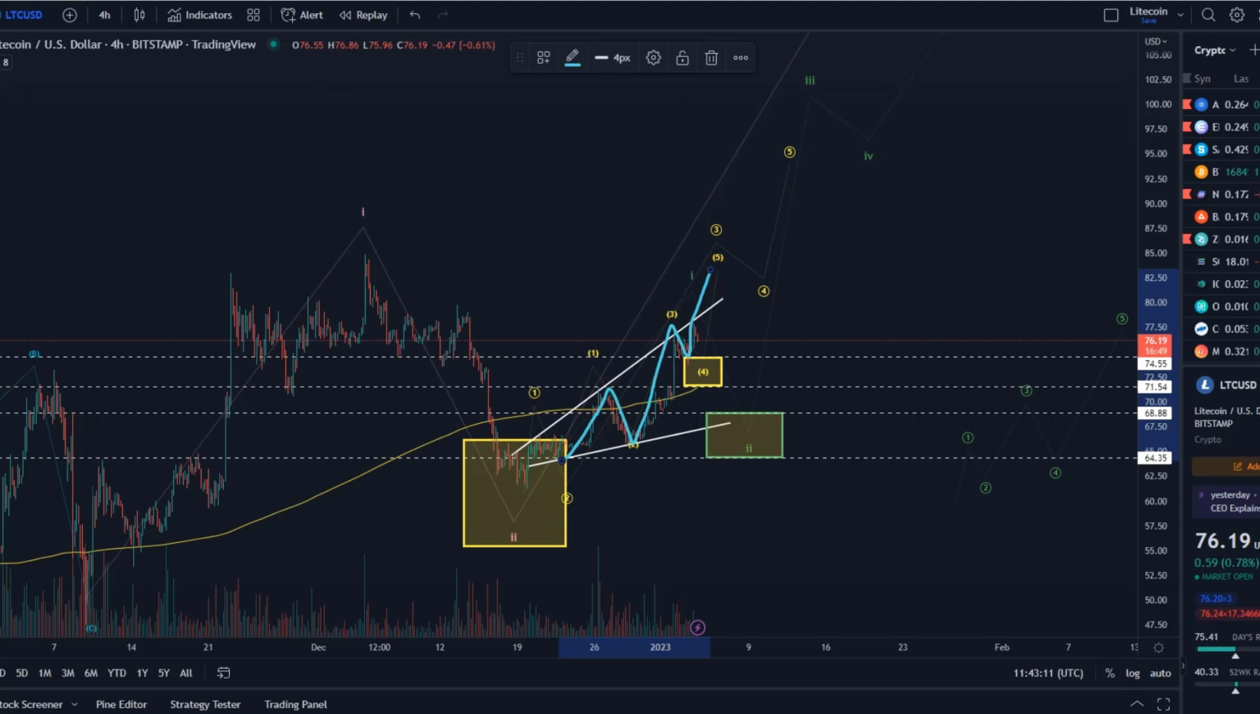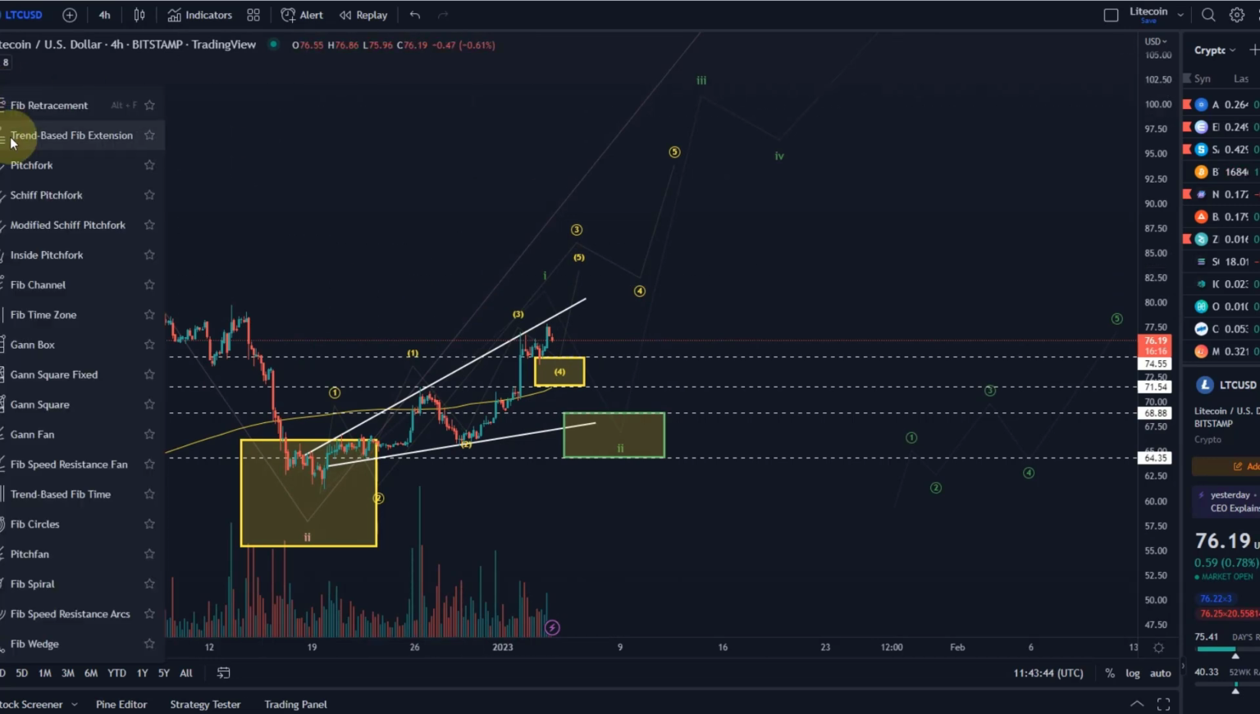This is now the key decision point, because either we do this and reach it and then cascade higher, or we come down in the green count. I'm going to show you the green count afterwards, but at the moment we can assume that the wave 4 is finished. So against $73.70, pretty much down there, we can focus on higher now to finish off this count with a wave 5 to the upside.